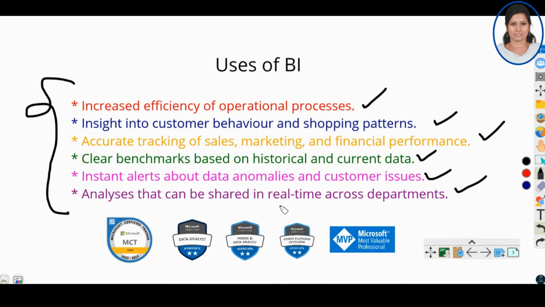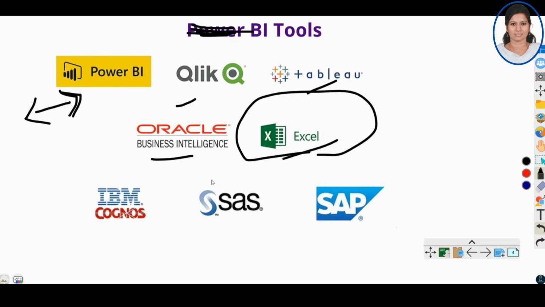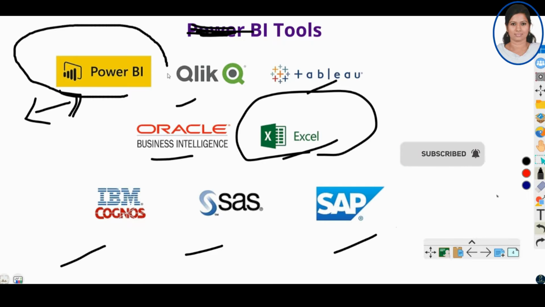And these are all the various BI tools which we have. The first one is Power BI. This is very famous, because Power BI Desktop is free to use, you don't have to pay anything, you can learn and use it. And the next ones are Qlik Sense, Tableau, Oracle, Excel, which most probably many might have used, IBM Cognos, SAS, and SAP. So we'll be learning about Power BI in our video series.